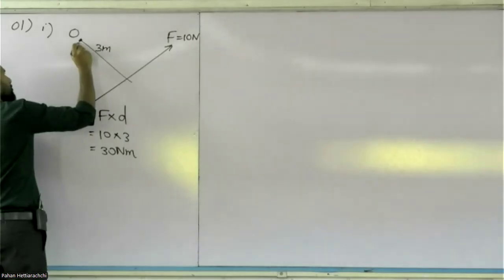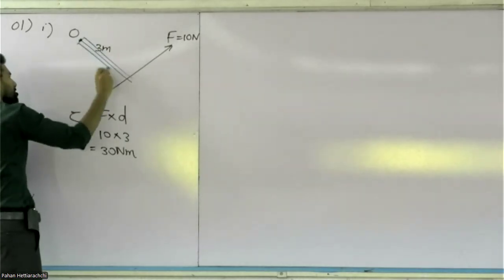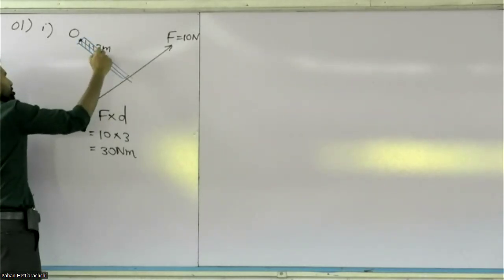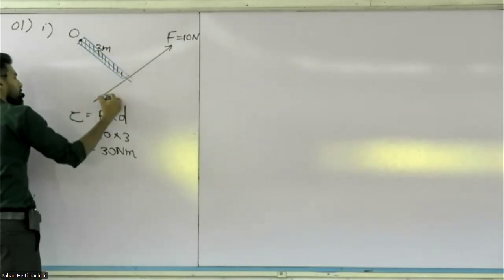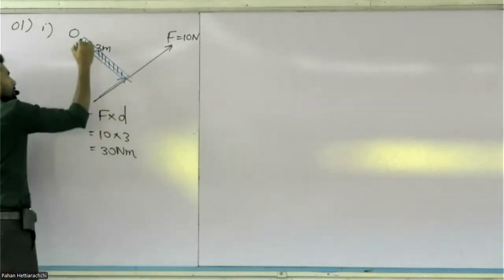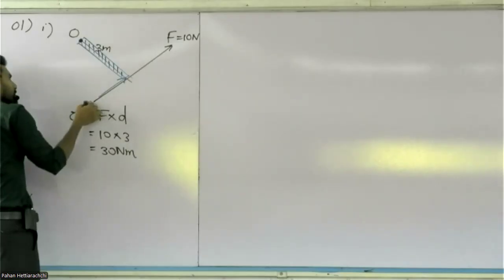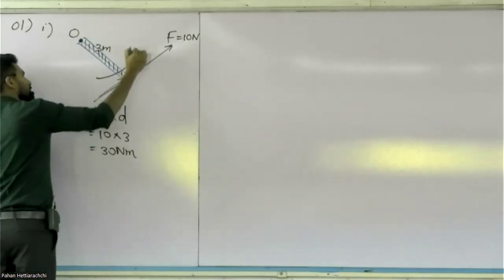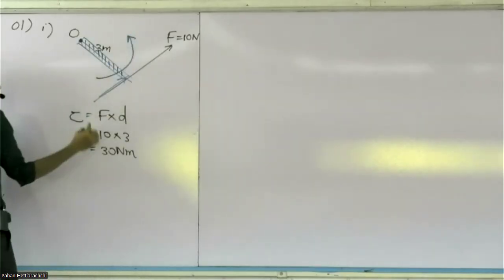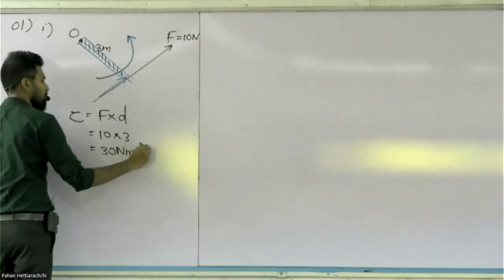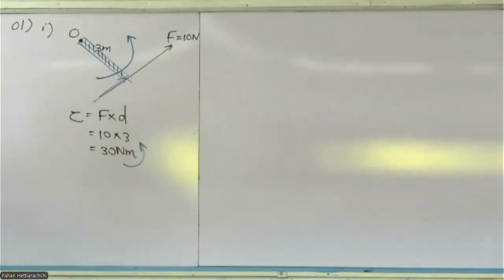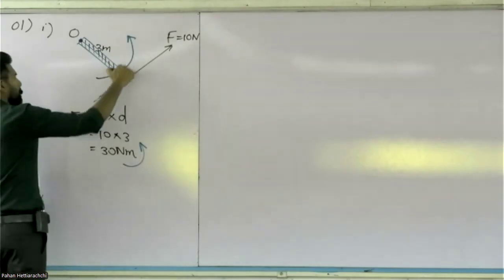Assume my meter ruler example. This is the meter ruler, or this is the object. They will not show it to you. You are pushing it like this. It is pivoted from this point. When you push it like this, what happens? It will rotate like this. So what is this moment? It's an anti-clockwise moment.